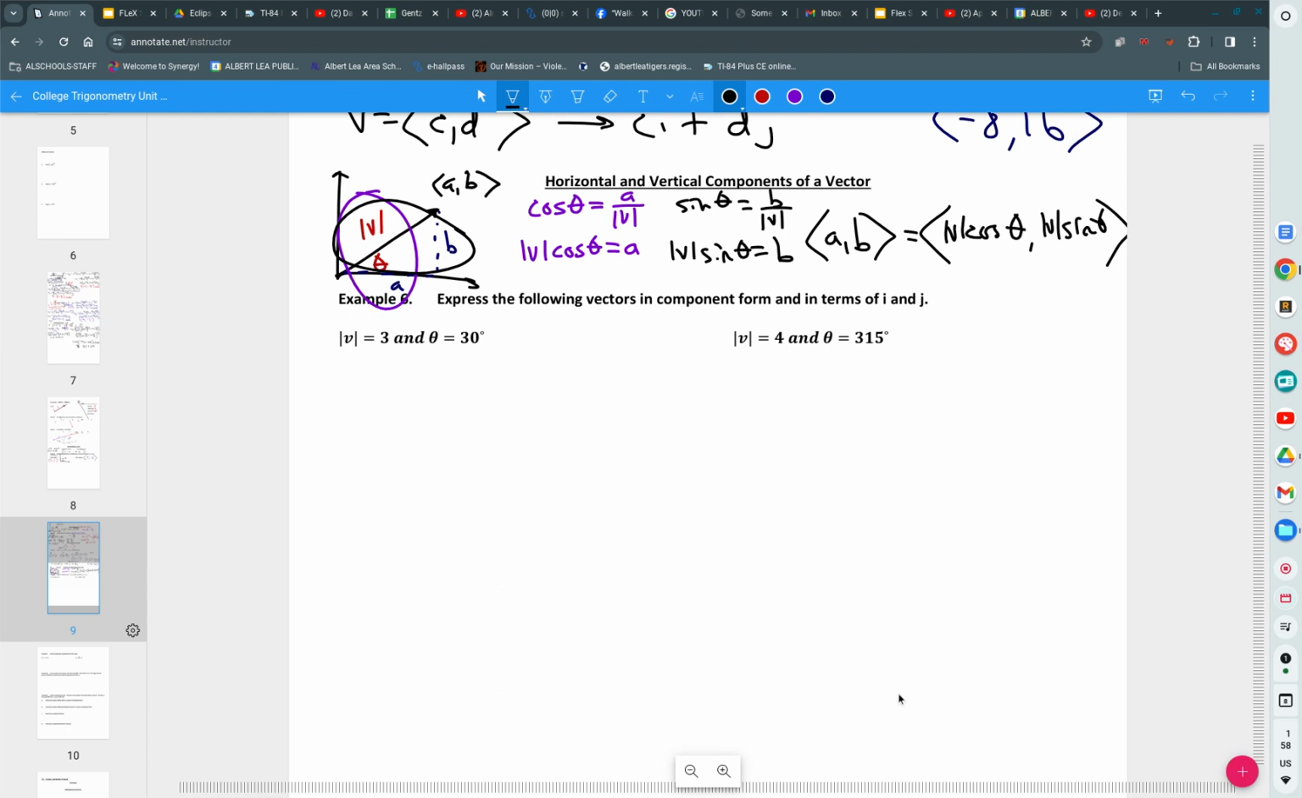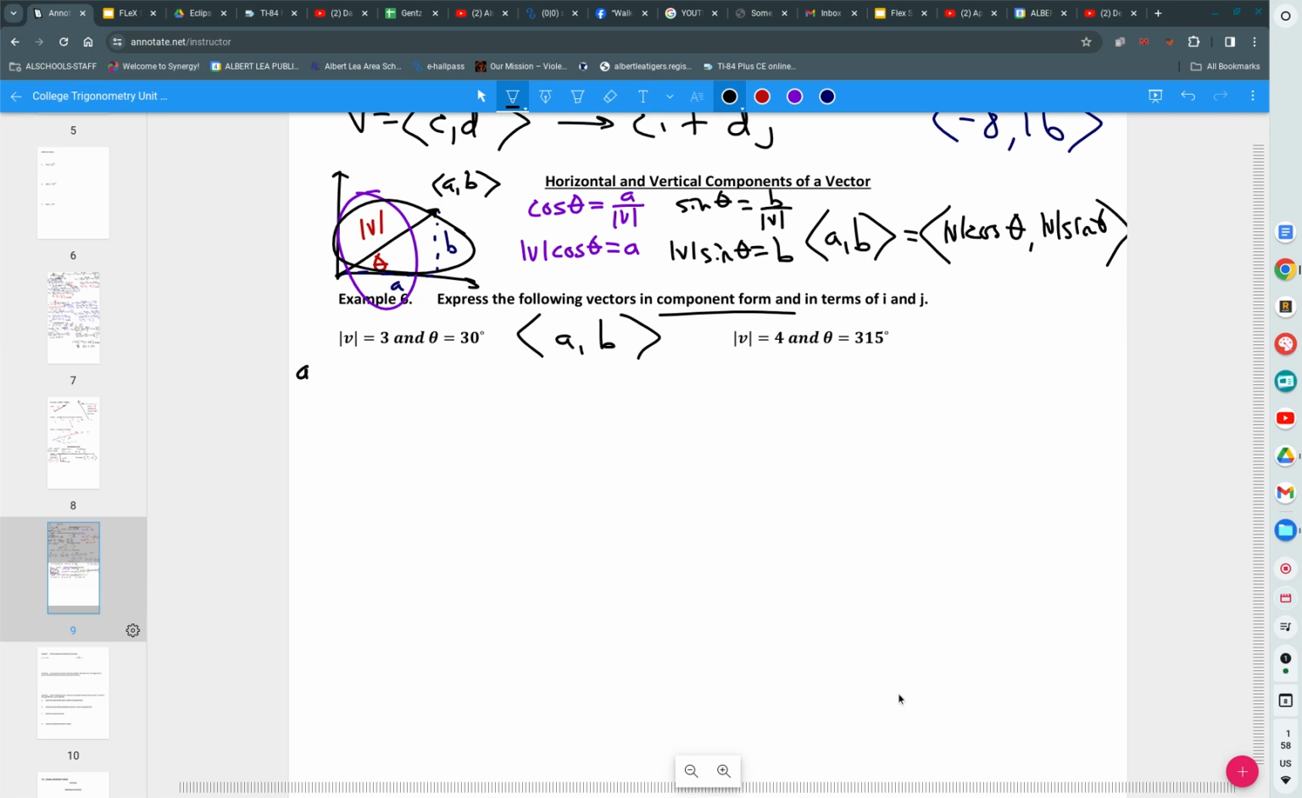So if you glance here, it says express the following vectors in component form, and then in terms of I and J. As we look at this vector here, it's not in that form. We need to come up with what A is and what B is. We're given it has a length of 3 and an angle of 30, so where would it end up? Well, we just use our formulas right here.